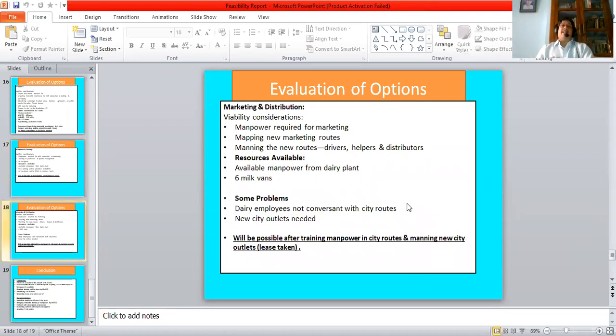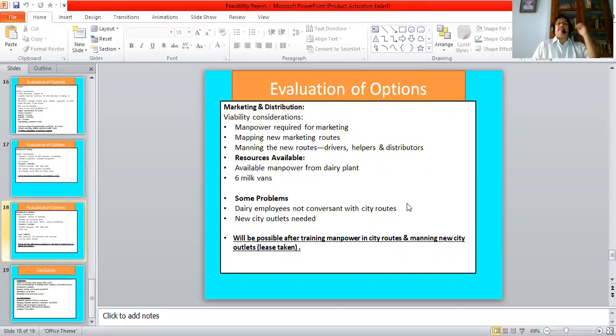Now the next part to consider is the evaluation and the distribution of the new products. The viability considerations include whether we have adequate manpower for marketing, the mapping of the new market routes, and mapping and manning the new routes with the help of drivers, helpers, and distributors. So you not only need new outlets in cities and other places, but you need to man all those outlets. So a lot of manpower is also required.